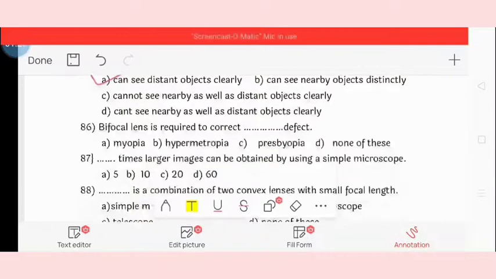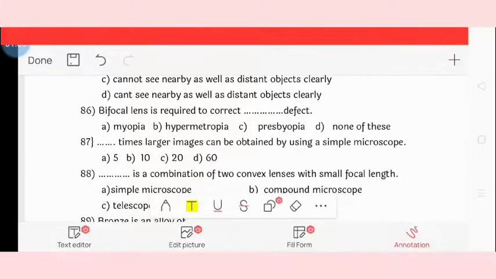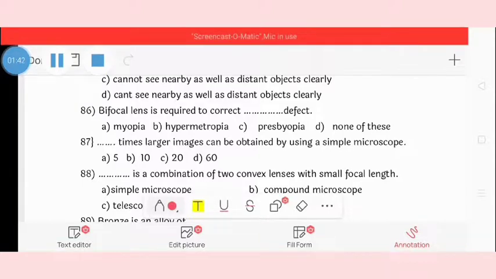Next question, 86. Bifocal lens is required to correct dash defect. So the correct option is presbyopia. Bifocal lens is required to correct the defect of presbyopia.